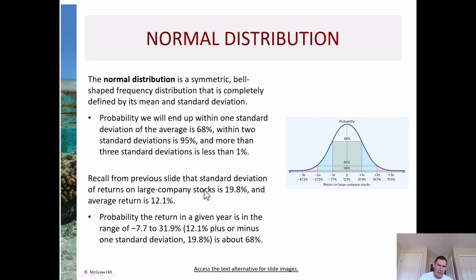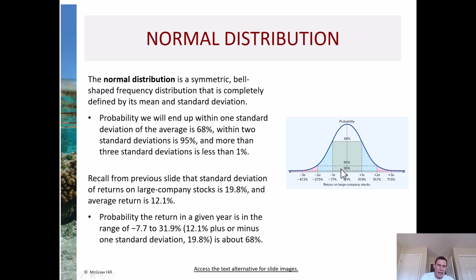All right, next thing is a normal distribution. So the normal distribution, I'm sure you've done these if you've taken like an intro to stats class. You remember the bell curve, right? So the normal distribution is a symmetrical bell-shaped frequency distribution that is completely defined by its mean and standard deviation. The probability we will end up within one standard deviation of the average is 68%. Look over here in the green. Within 2 standard deviations is 95%. Look at it now including the blue. And then more than 3 standard deviations is less than 1%.